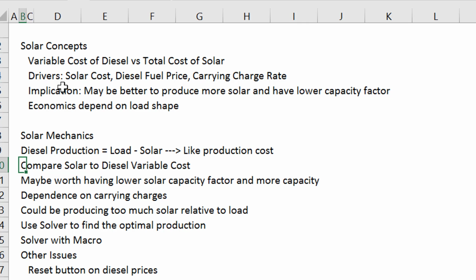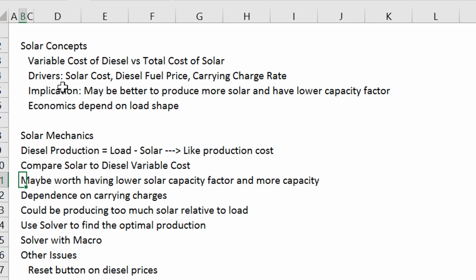Let's not pretend that you can look at the levelized cost of diesel versus the levelized cost of solar. I'm not being negative to solar here. I'm just being real. And you better compare the solar cost, including the capital cost, to only the diesel variable cost.